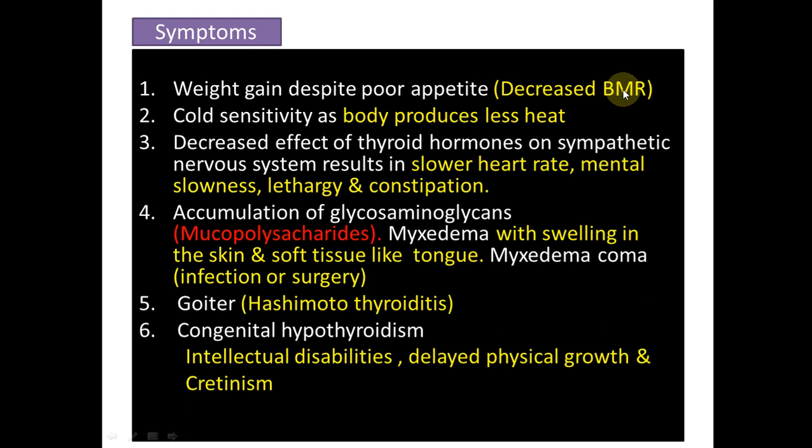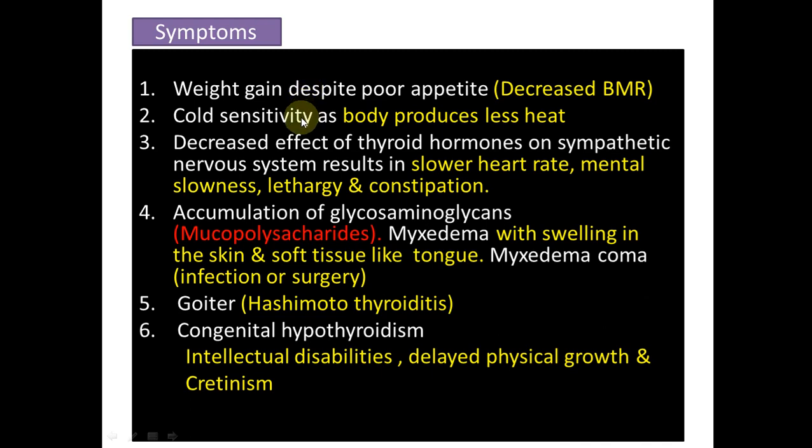The basal metabolic rate and the metabolic rate in the body is so decreased that there is no utilization of the carbohydrates, proteins, and particularly the fats. And as a result, the deposition of fats in the body causes the person to gain weight.